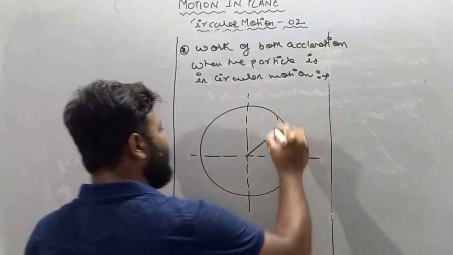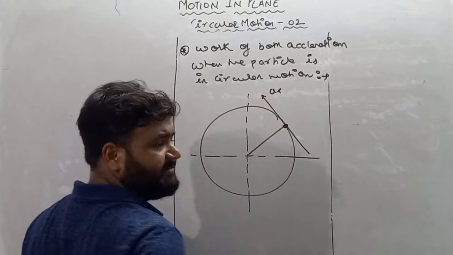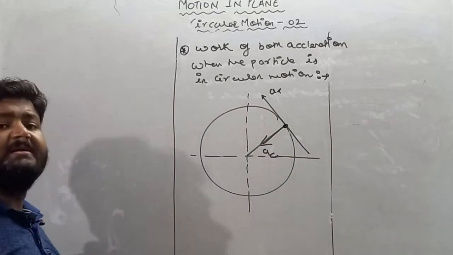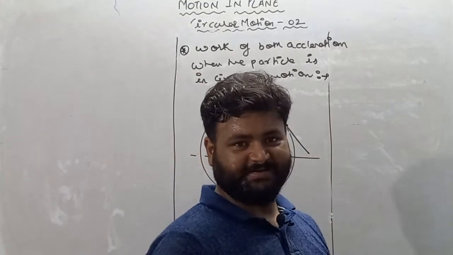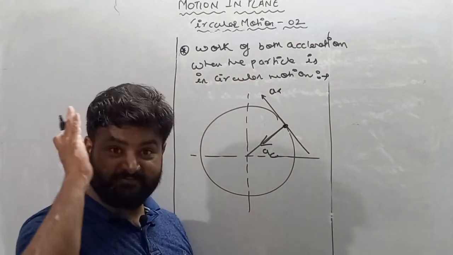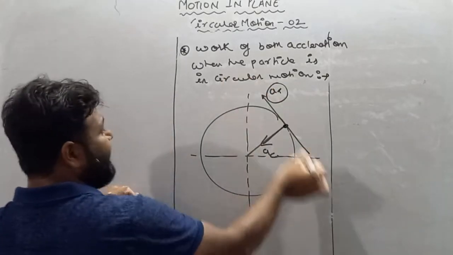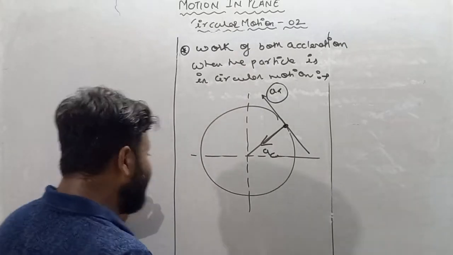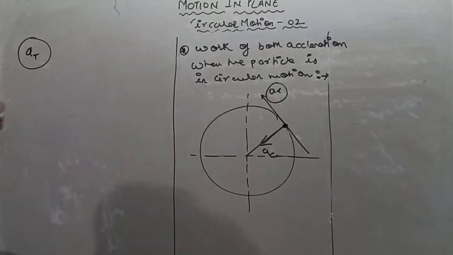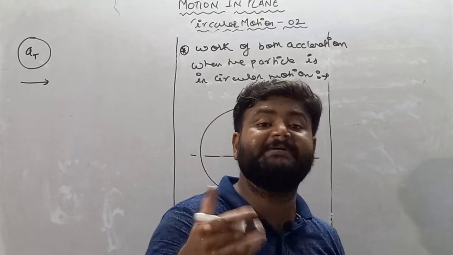Now we know that we have two different accelerations when the particle is in circular motion, my dear student. One acceleration is towards tangent, called tangential acceleration, and the second acceleration is towards center, called centripetal acceleration. But both accelerations have different works. You have to understand their work. See, the tangential acceleration is acting towards tangent, and it works to change the magnitude of velocity.